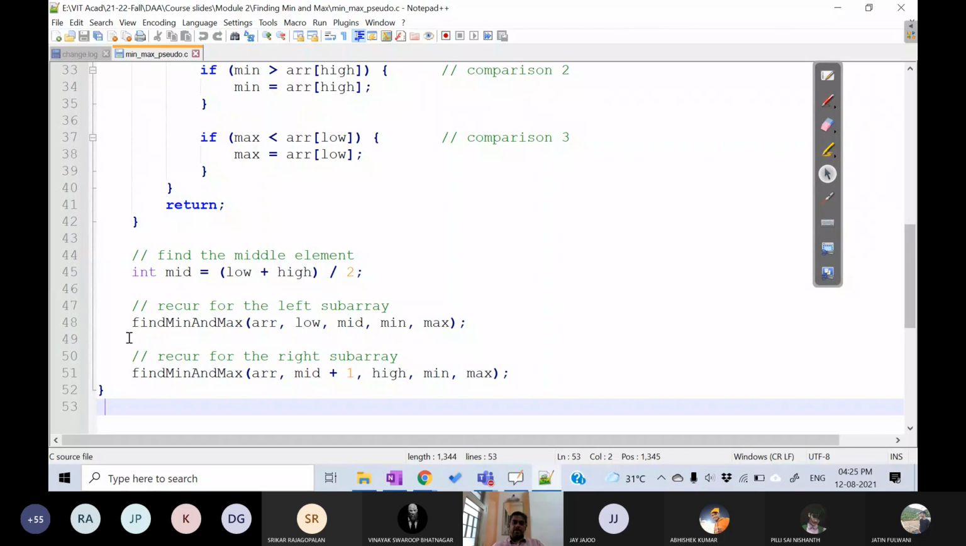Now find max min. You make two recursive calls. First recursive call for the first part, that is low to mid. Second recursive call for mid plus 1 to high. That part is also addressed. So this division process will be continued until you get a one element array or two element array.